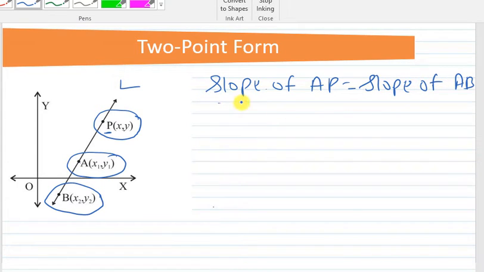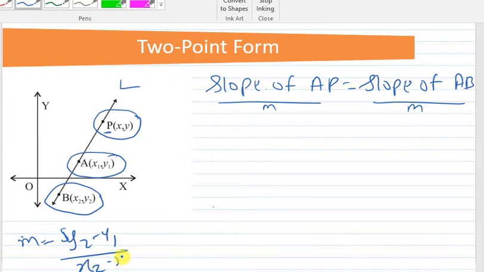Here slope of AP is giving the slope of line. Here also slope of AB is giving the slope of line, and the slope of line L are same, that is m. Now just find the slope of line by using 2-point form that we have seen. What was the formula for slope? y2 minus y1 upon x2 minus x1. That means just take the difference of y coordinates divided by difference of x coordinates.